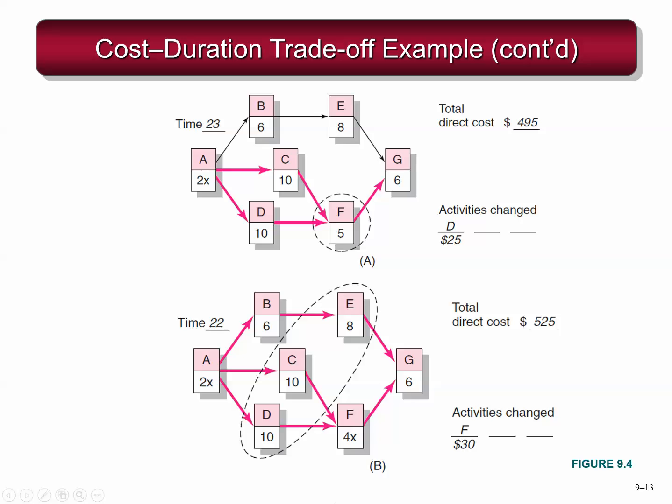Now you look at F, you reduce F. Then if you're going to reduce any further, you have to take into account this other path. So there are 3 activities you have to reduce. So you could see right away this gets complicated, this gets expensive, and it adds more risk.